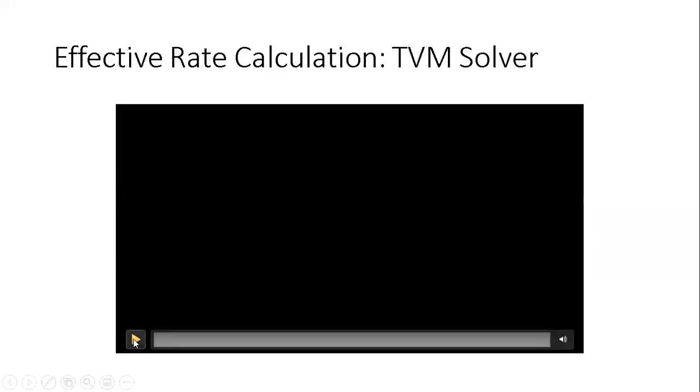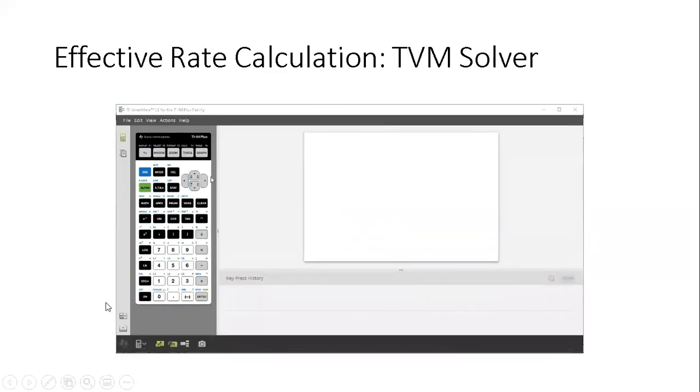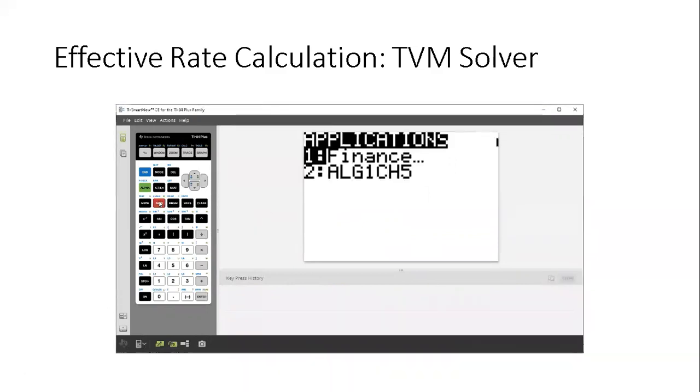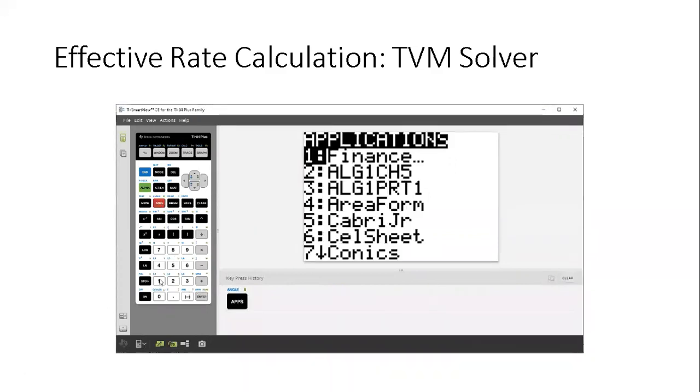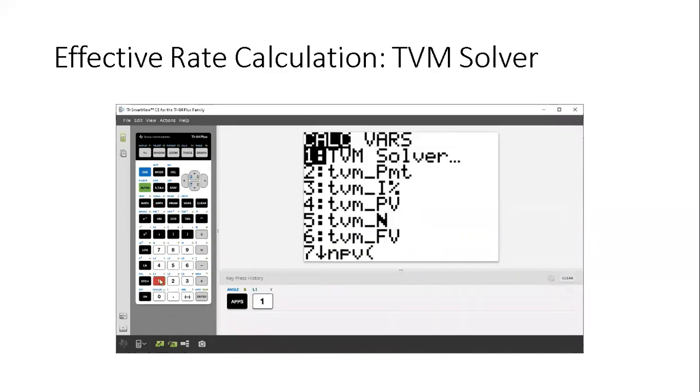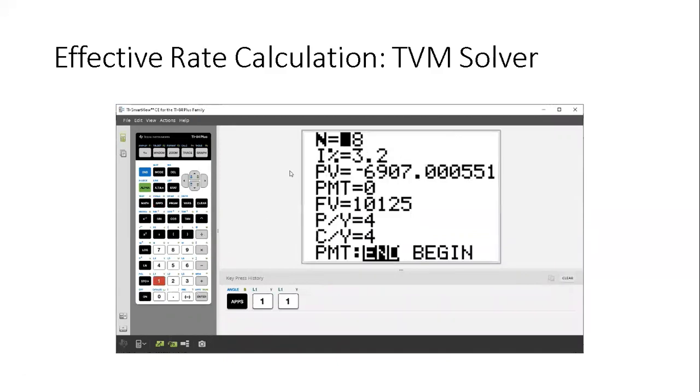When we use the TVM solver, here we're going to hit the apps button. That'll bring up the finance menu. And we can go ahead and select the TVM solver. We'll go ahead and put in n for 12, the number of compounding periods per year. The interest rate will be 3.5.